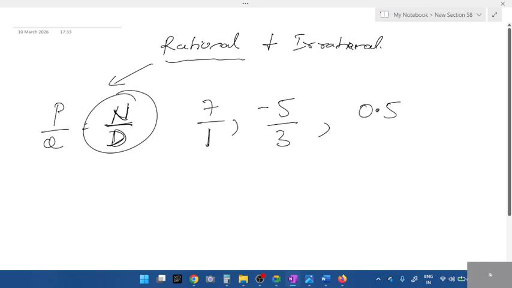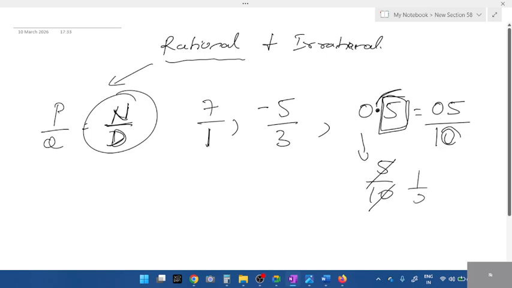0.5 is also a rational number. You can represent it as a fraction. If you remove the decimal, how do I write it? 5 divided by... How many decimal places did we remove, students? After the decimal, how many numbers do we have? 1. Yes, if there is one number, you have to divide by 10. So 0.5 is nothing but 5 divided by 10, which is 1 by 2. So whichever has numerator by denominator, that is a rational number. Okay, rational.